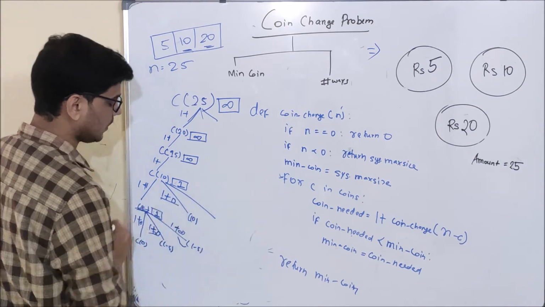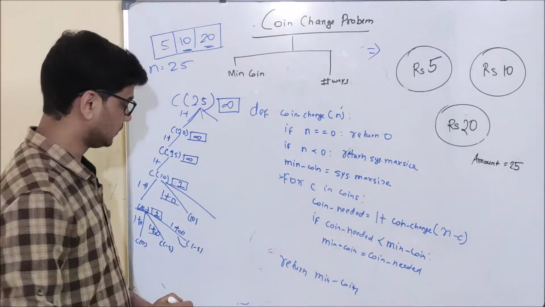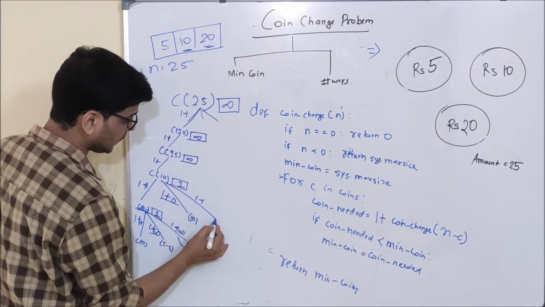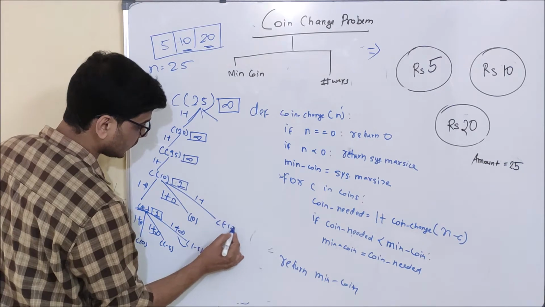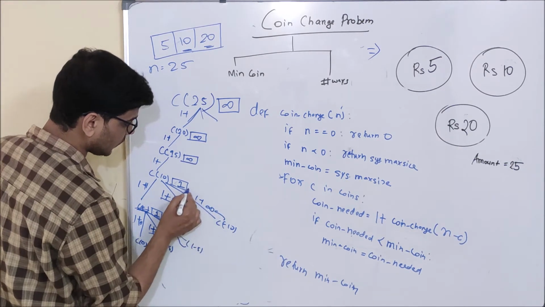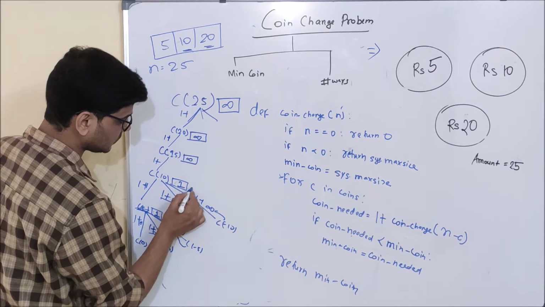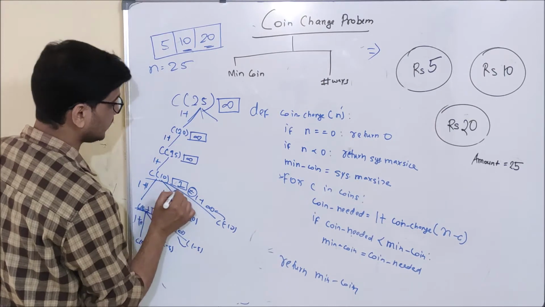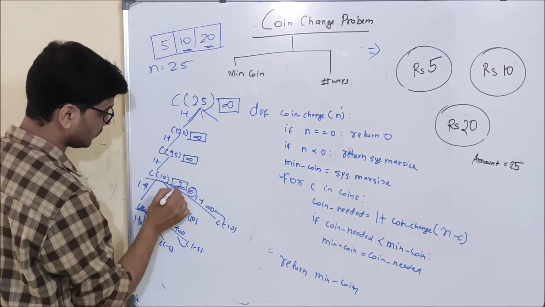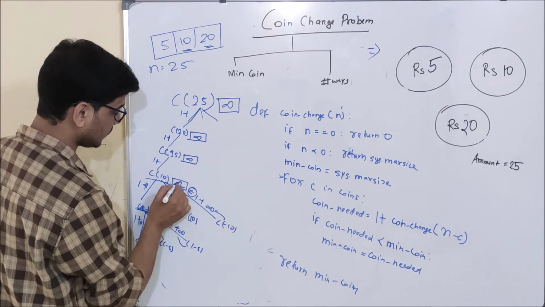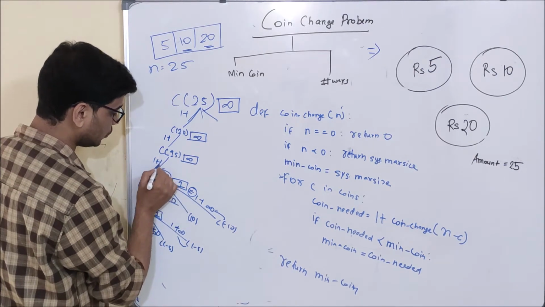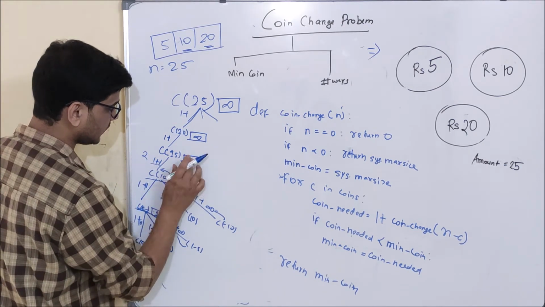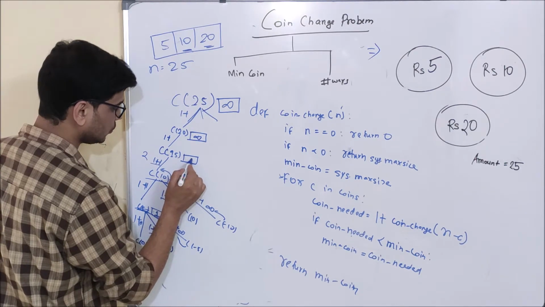Got it? Now c of 10 will take the third option, and in the third option it will take this 20 rupee coin, 1 plus c of minus 10, and it will return infinity from here. So as you can see here, this one is smaller, so this one is not going to be updated, and once c of 10 has tried these three options, it is going to return 1 from here. Okay, and it is going to return 1 to c of 15, and as you can see here, this is 2, it is smaller than infinity, so we are going to update 2 here.